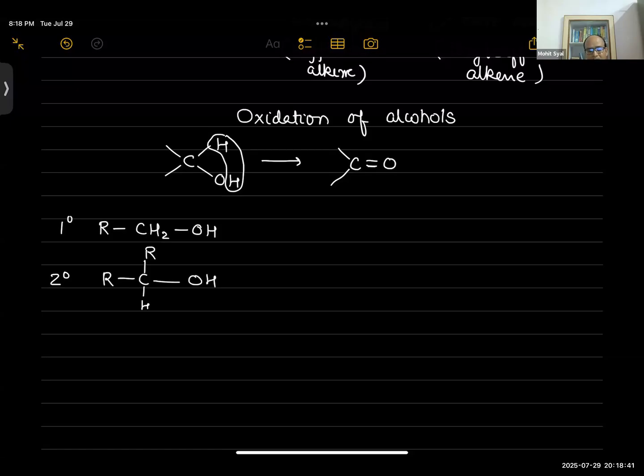This is a primary carbon connected to one carbon. R is any alkyl group, Marwa. It could be methyl, ethyl, propyl, right? And Jasleen, this is secondary, and Aisha, tertiary is the one which has all three alkyl groups connected. Got it? This is the tertiary. Is it clear? I hope.